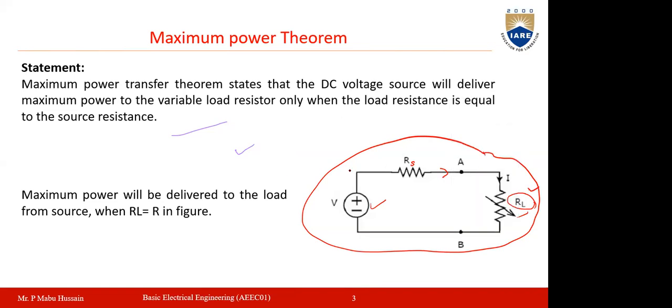According to the maximum power transfer theorem, this voltage source will deliver the maximum power to the load RL whenever the value of the load resistance RL becomes equal to the source resistance RS. Whenever the load resistance is equal to the source resistance, then the maximum power will be delivered to the load RL from the source.